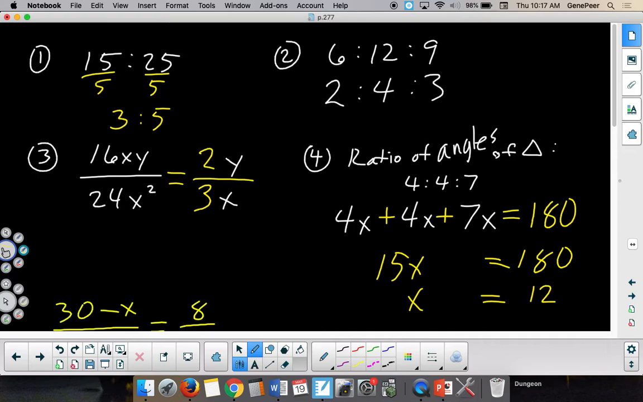Is that our final answer? No, that's not our final answer. That just tells us the mystery number that everything is to be multiplied by. We now know the mystery number is 12. So now we multiply that out.